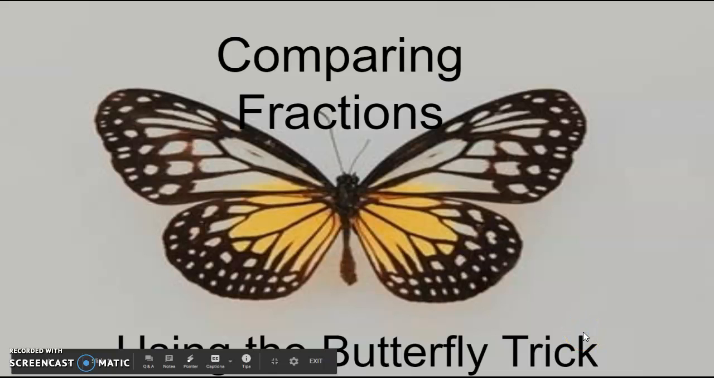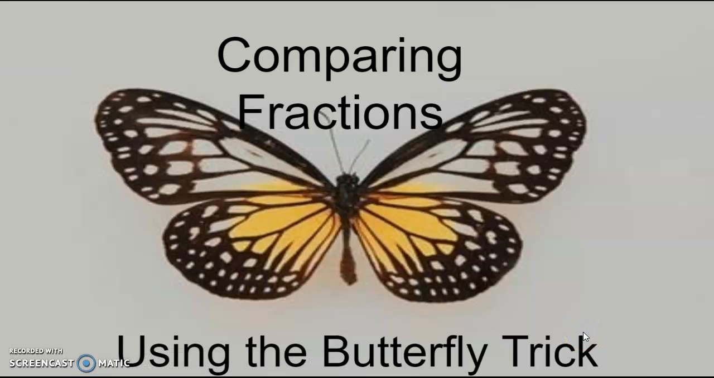Okay, boys and girls, we've been learning a lot about how to compare fractions. The last couple days we spent looking at fractions and how we can compare them when they have the same numerator or the same denominator. So what happens when we have fractions that don't have the same numerator or the same denominator?